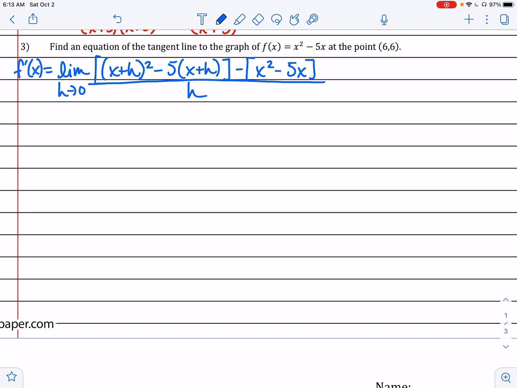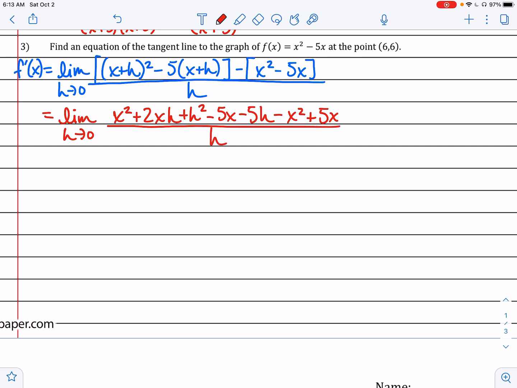Notice everything's clear and concise. Fractions have separate lines. I can read everything. So x plus h squared is x squared plus 2xh plus h squared, minus 5x minus 5h, minus x squared plus 5x, all over h.